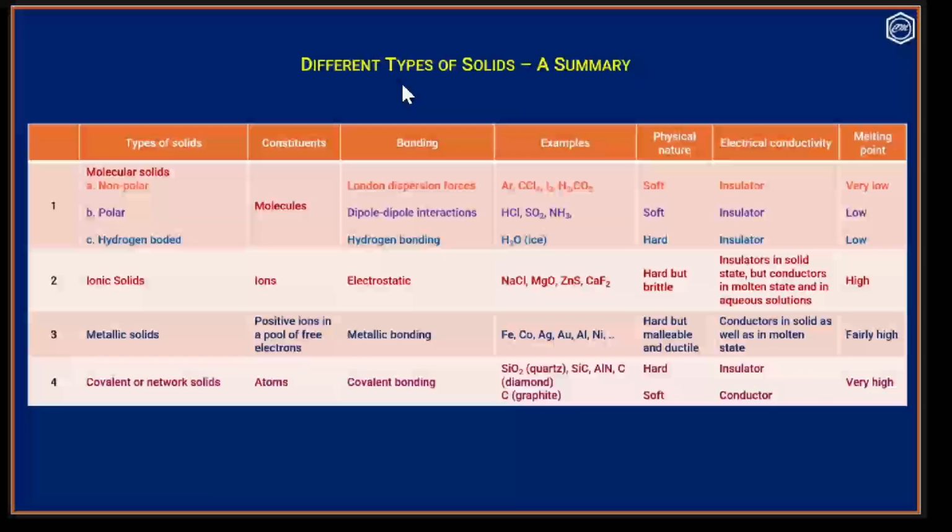Now let us have a look at the summary sheet for the classification of solids. Types of solids, constituents, bonding type, examples, physical nature, electrical conductivity, melting point, etc. You just pause the video and go through this table.